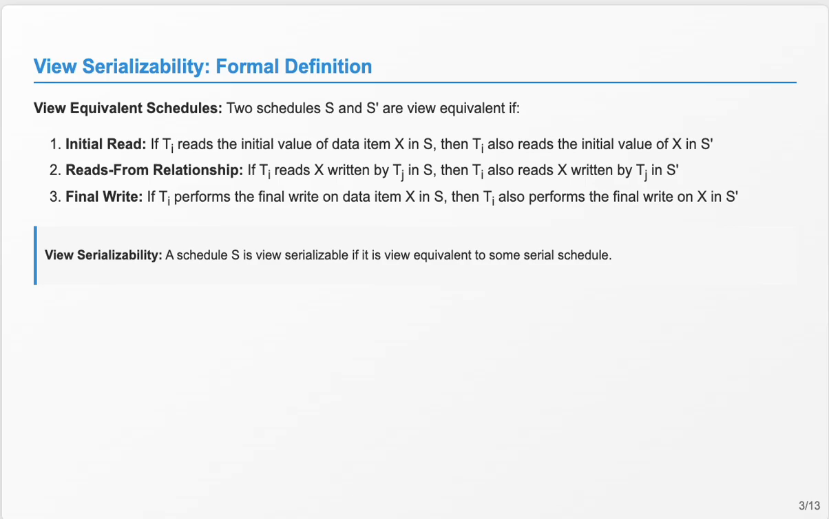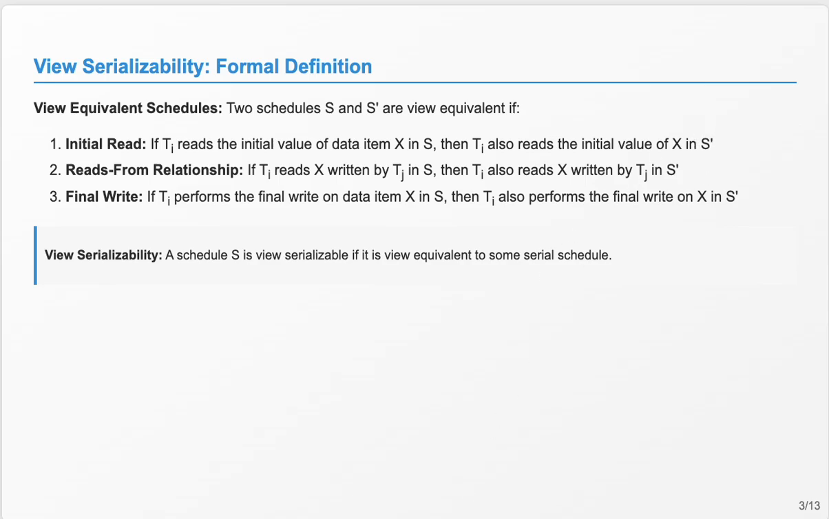So let's look at the formal definition of view serializability. Two schedules are view equivalent if they satisfy these three conditions. So first, we have the initial read condition. If transaction Ti reads the initial value of a data item X in the schedule S, then Ti must also read the initial value of X in the schedule S prime.